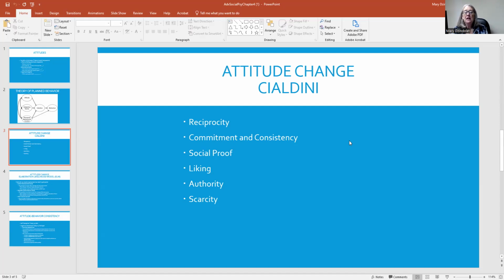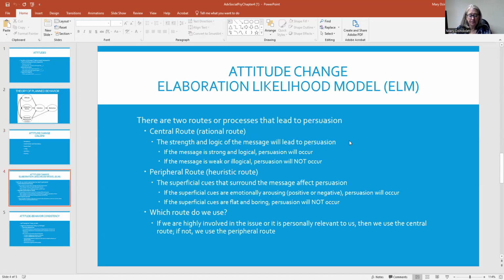So rather than me going through the 6 of these, I've posted a link where Cialdini is talking about them himself. And they're talked about in your textbook also. So between the textbook and Cialdini's link, you're going to have a good idea of attitude change.